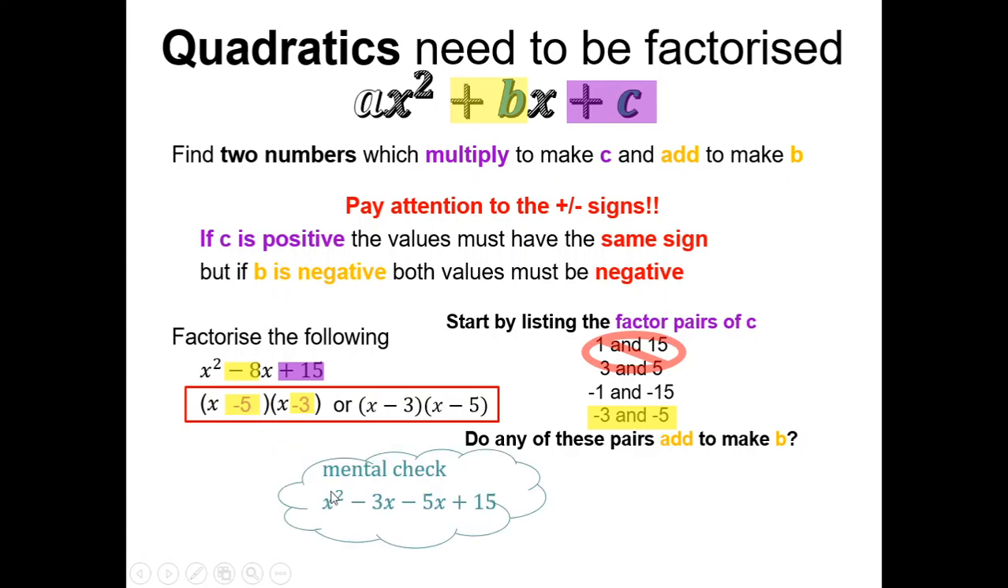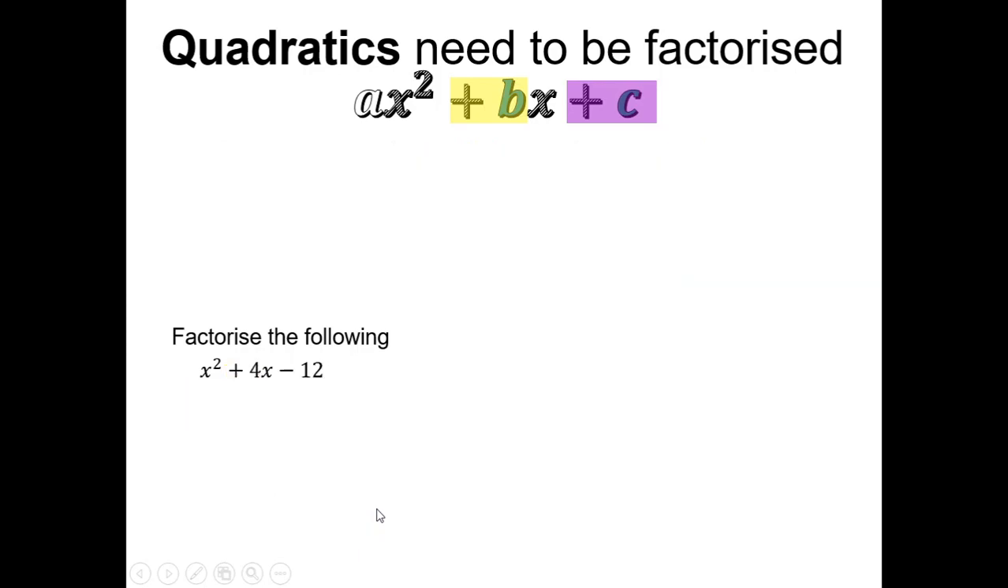If I do x times x, it's x squared. X times minus 3 is minus 3x. Minus 5 times x is minus 5x. And minus 5 times minus 3 is positive 15. Looks good for my last term. And the middle term, negative 3 and negative 5 makes negative 8, so that's negative 8x. It works.